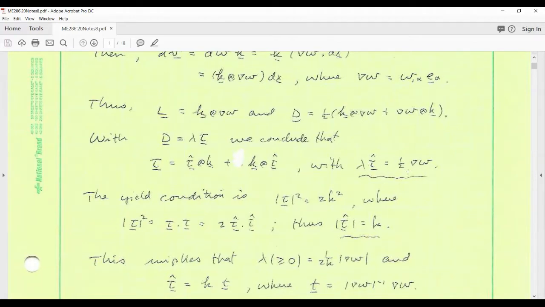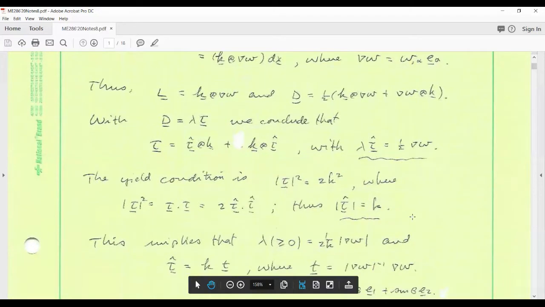From this equation here, if we take the norm of this anti-plane flow rule, and require, as you recall, that lambda should be non-negative to ensure dissipation, we get, using the norm of tau hat as k, that lambda is 1 over 2k times the norm of grad w.